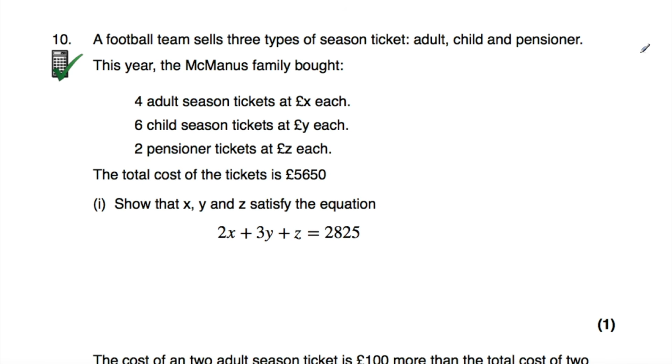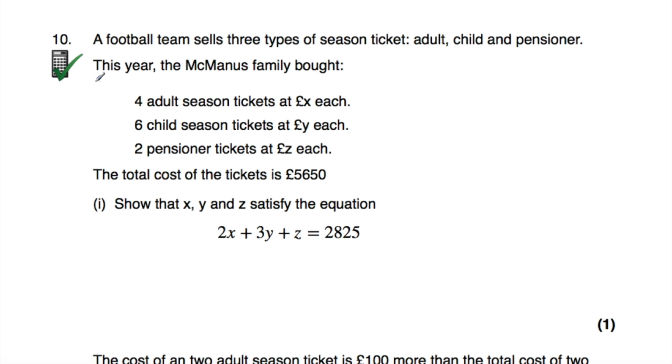Okay, let's look at our next question, question number 10. It says a football team sells 3 types of season ticket: an adult season ticket, a child season ticket, and a pensioner season ticket. This year the McManus family bought 4 adult season tickets at £x each, 6 child season tickets at £y each, and 2 pensioner season tickets at £z each. The total cost of the tickets was £5,650. We've been asked to show that x, y, and z satisfy the equation 2x plus 3y plus z equals 2,825.